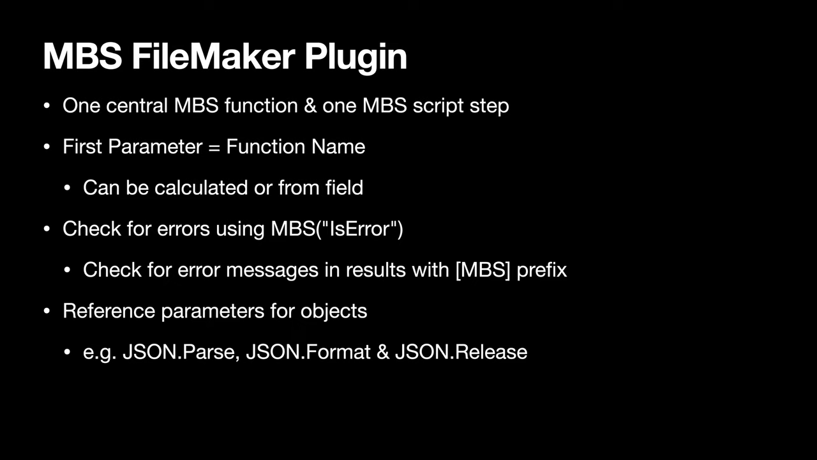We decided when we started the plugin that it's better to have one function instead of registering hundreds of functions to the calculation engine. And for all the calls to the MBS functions, the first parameter is the actual function name. So within the plugin, we keep a table of all the functions and their names, so we can dispatch your call to the right function within the plugin. And as this parameter with the function name can come from a calculated field, you can dynamically decide which function to call.